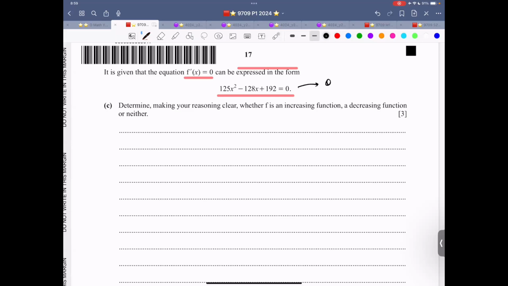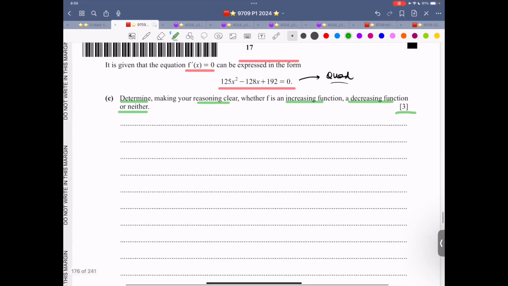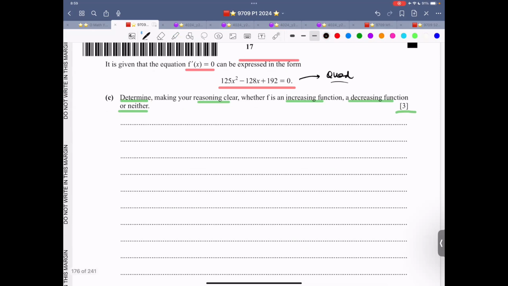Naturally, if it's quadratic, it has to do something with quadratic. And then it further says, determine, making your reasoning clear, whether f is an increasing function, decreasing function, or neither, for 3 marks. Now, there are different ways of doing this question. I personally favor the use of discriminant, b squared minus 4ac. So now the pen is stucking a bit. B squared minus 4ac.